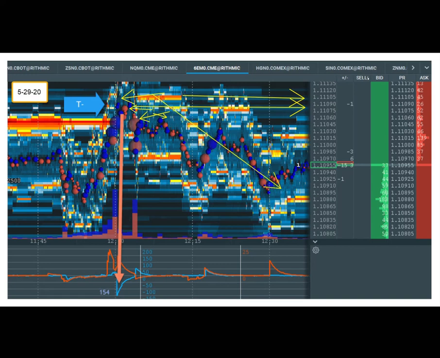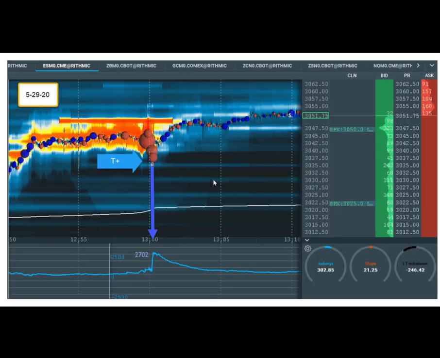So again, we're looking for multiples on our trade, but we're trading in the direction of the iceberg in all of these examples. And right there. Okay, so our next example is the E-mini S&P.